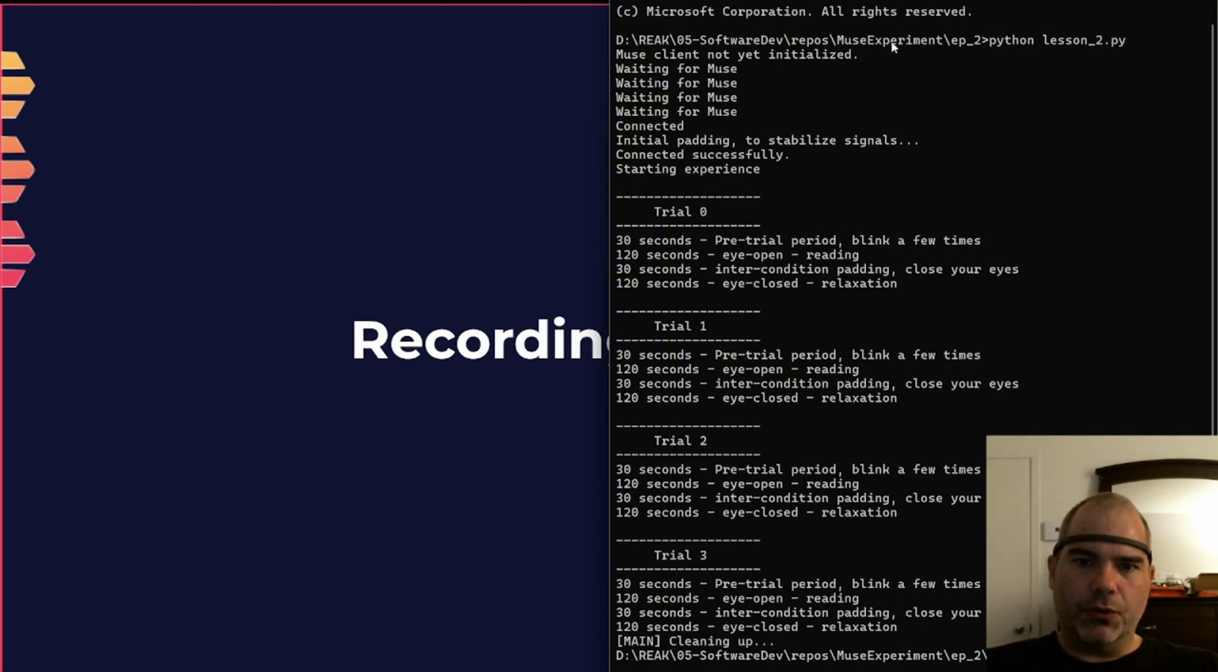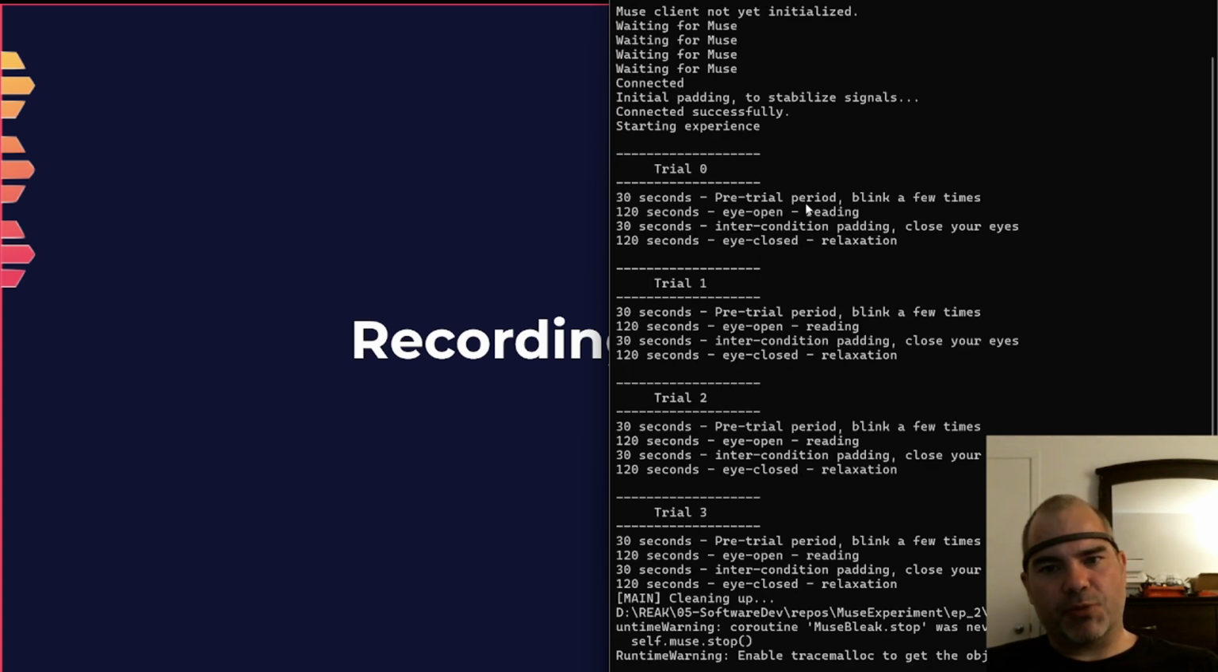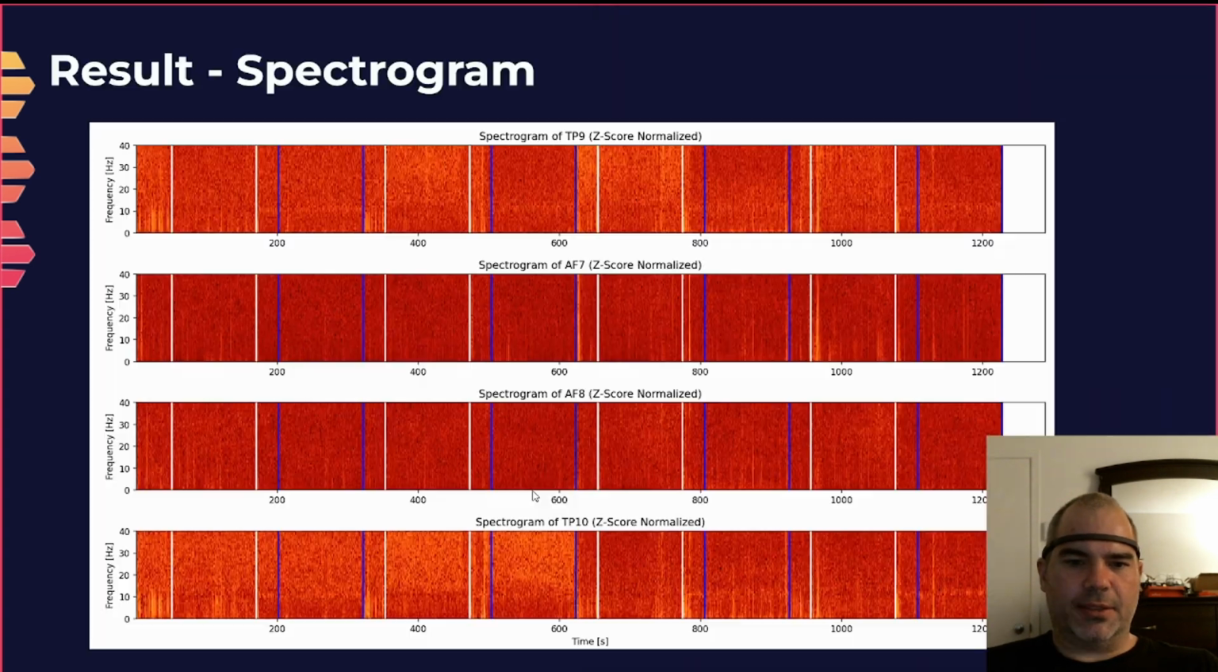So Python lesson 2 connects with the Muse, then this initial padding, and then you have the trials: 30 seconds pre-trial period, blink a few times, eyes open, reading. Blink a few times is during the pre-trial period, just because keeping your eyes from blinking for 2 minutes can be a little bit hard. So you just want to blink and wet your eyes properly, and then you go in, you try not to blink, then you close your eyes, you relax, and this repeats. So trial block of trial 0, 1, 2, 3, so 4 times, and then the experiment ends.